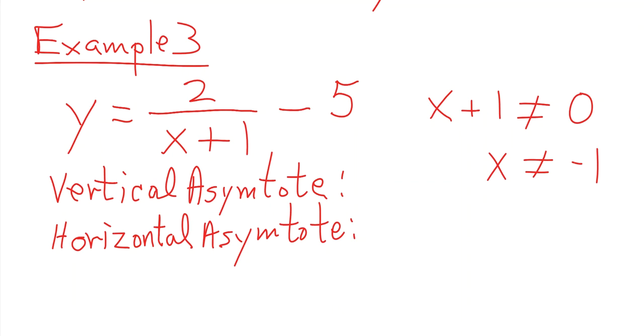So I'm going to suggest to you that this value of x right here that creates a denominator of 0 is, in fact, our vertical asymptote. Okay? X equals negative 1 is our vertical asymptote.